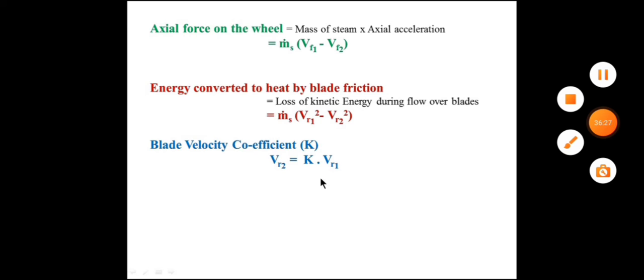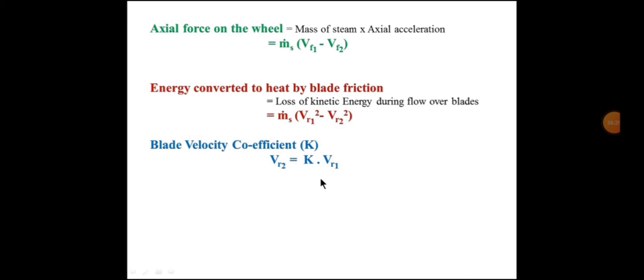Owing to the friction in the blades, Vr2 is less than Vr1, and we may write the relation like this: Vr2 equals K into Vr1. So Vr1 is the original value, but because of the blade friction it gets reduced, and K is the coefficient which represents by how much the relative velocity is reduced. So K is the term which is called the blade velocity coefficient.